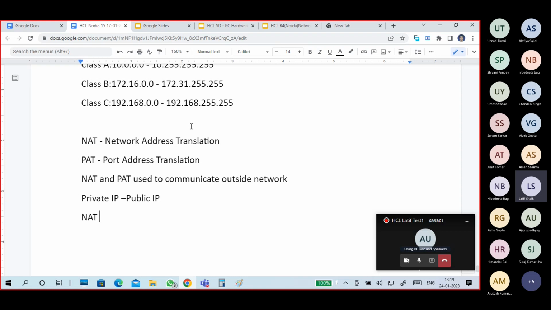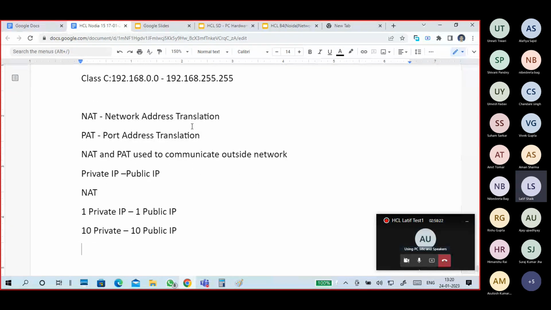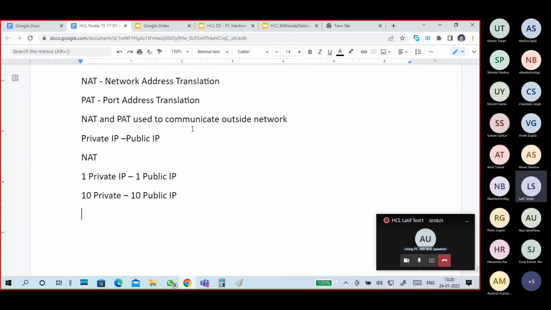In NAT, guys, it is one-to-one type. One private IP address is equal to one public IP. If I have 10 private IP addresses, I need 10 public IPs. That is a technique. Coming to PAT, I have 10 private IP addresses and I just need one public IP to communicate outside.